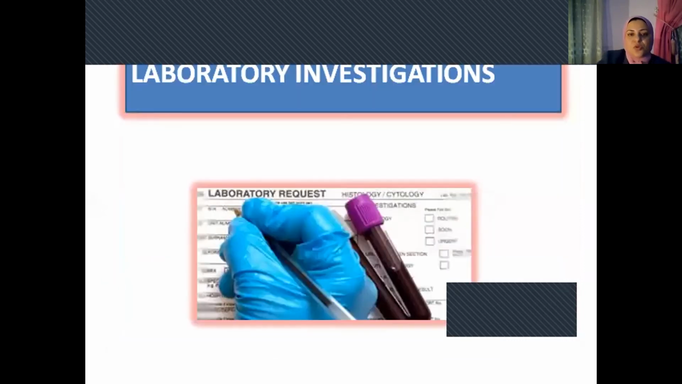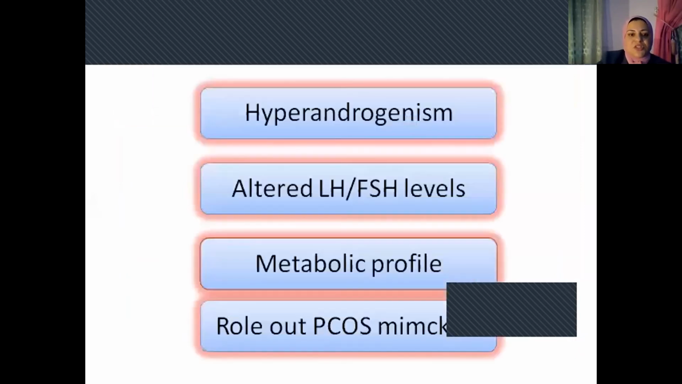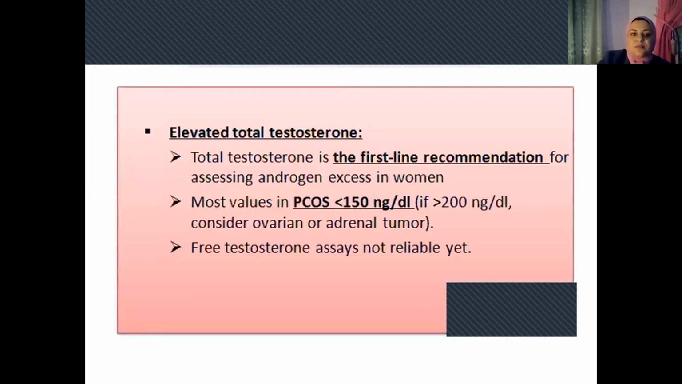So what laboratory investigations are done to diagnose this? We diagnose the hyperandrogenism. We assess the LH and FSH levels, the metabolic profile of the patient, and rule out the mimickers. First, we measure the total testosterone level. The free testosterone is not reliable yet. The total is the first-line recommendation.